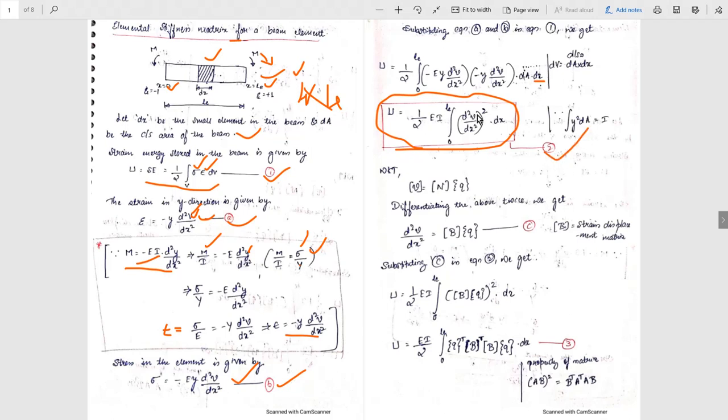Now our interest is to find out what is this d square v by dx square. In order to find this, we know from our previous derivation that displacement v equal to N into q.